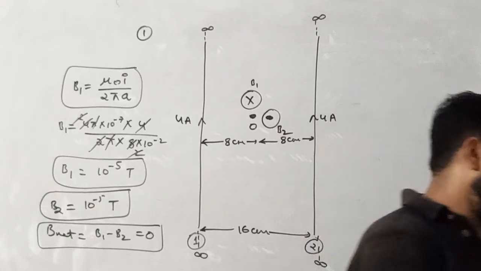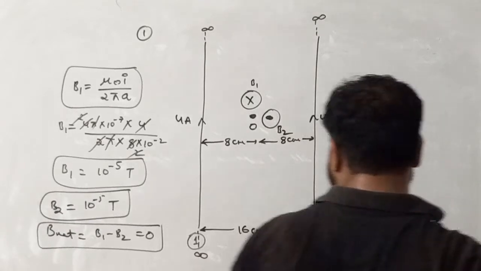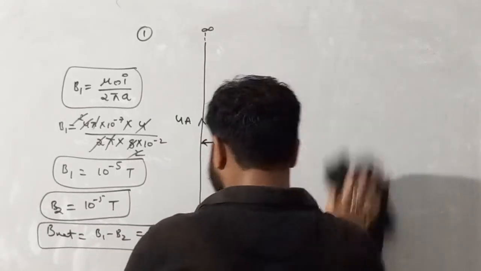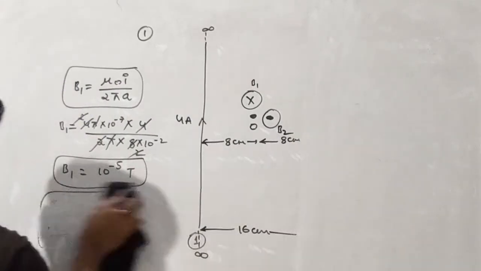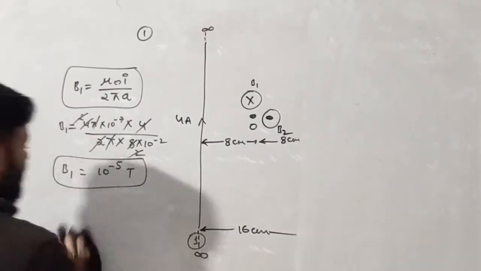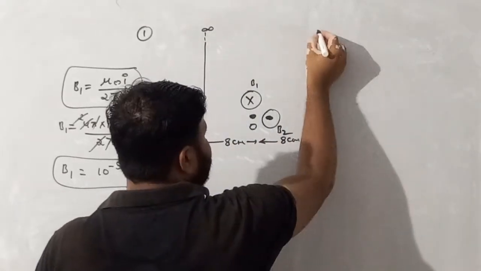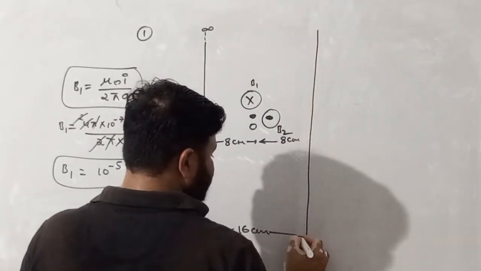Now in the second part they are saying the direction of current on both the wires is opposite. So let's take, now what we'll see, the direction of current on both the wires is different.